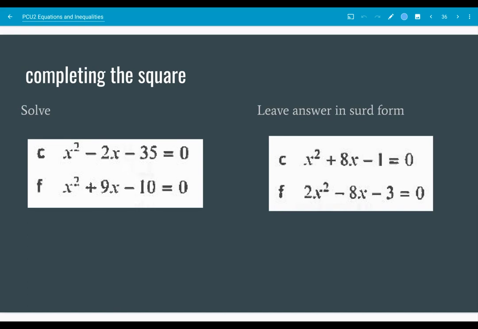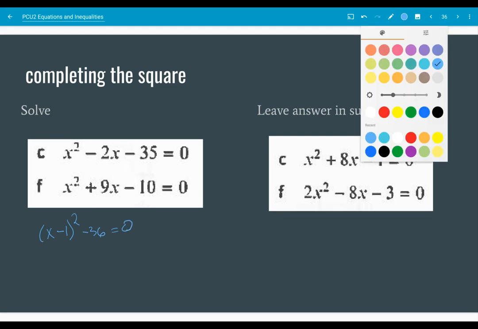Now that we learned how to put them in vertex form, now we need to solve them, though. Okay? So solving them, so again, if we look at C, we get a this time is 1, b is negative 2, c is negative 35. So C in vertex form is x minus 1 squared minus 36 equal to 0.